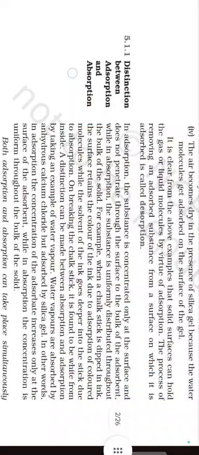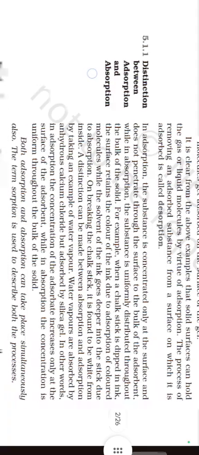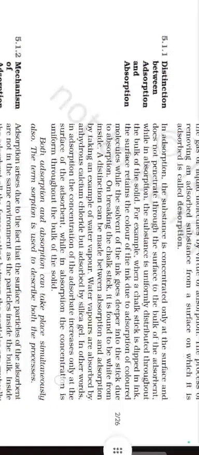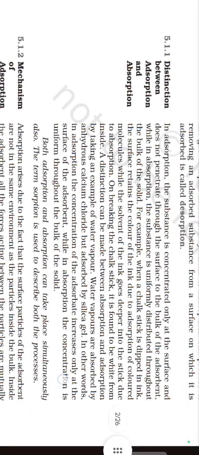Fourth, the air becomes dry in the presence of silica gel because the water molecules get adsorbed on the surface of the gel. It is clear from the above examples that solid surfaces can hold the gas or liquid molecules by virtue of adsorption. The process of removing an adsorbed substance from a surface on which it is adsorbed is called desorption.